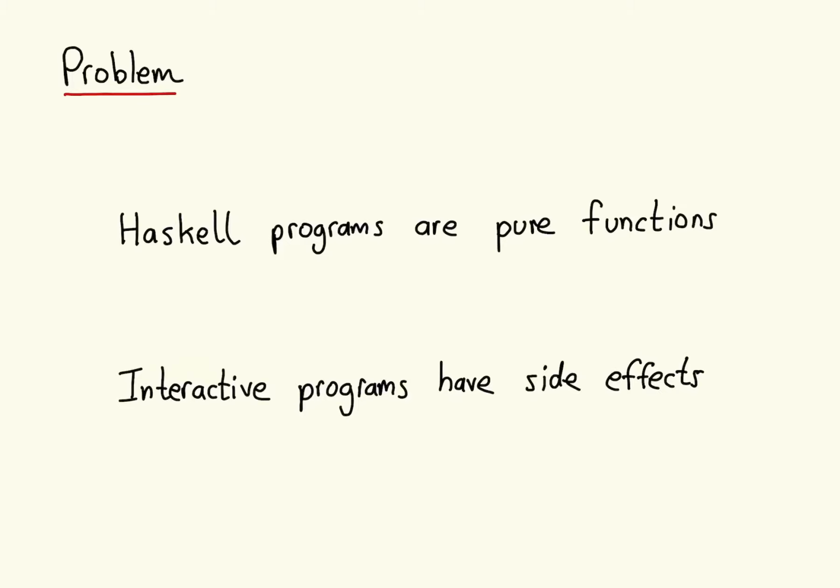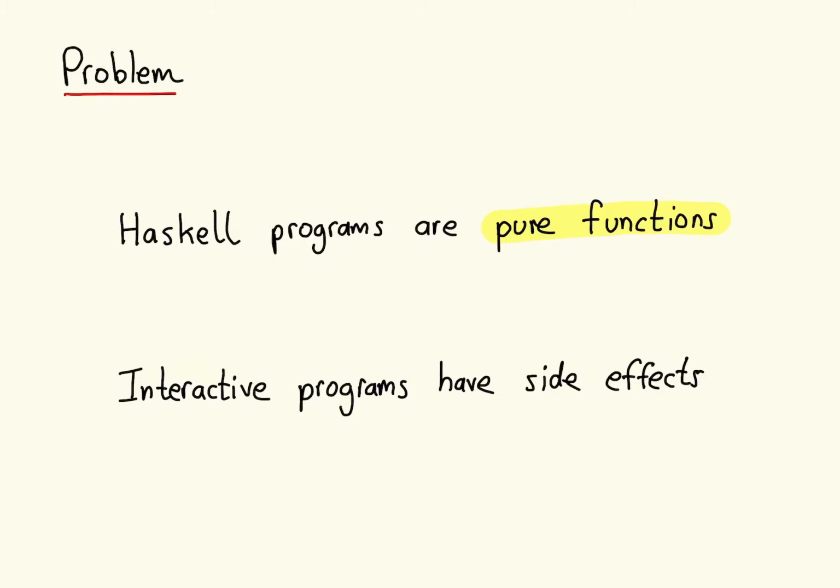So the problem is illustrated by these two basic sentences here. So the first observation, or the first statement, is that Haskell programs are pure functions. And what I mean by that is they're pure mathematical functions. All they do is take an input, process it silently without interacting with the outside world in any way, and then finally they're going to deliver an output. So they simply take an input, process it in some way, and then deliver an output.